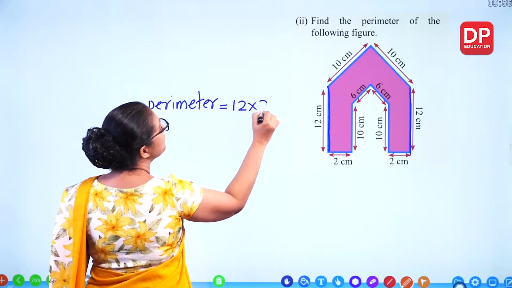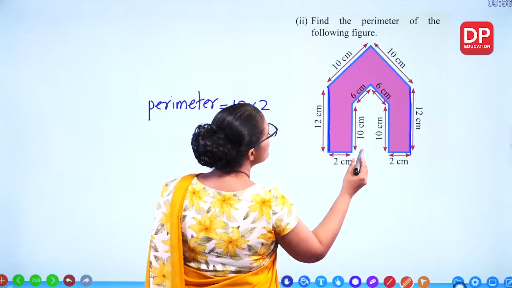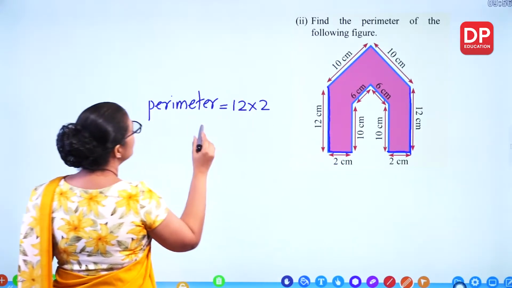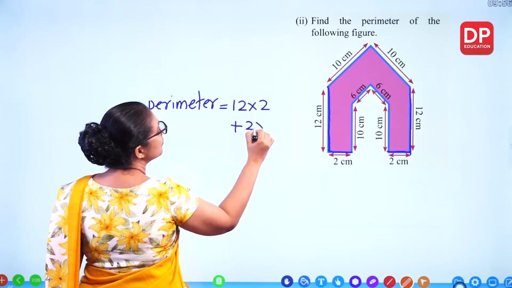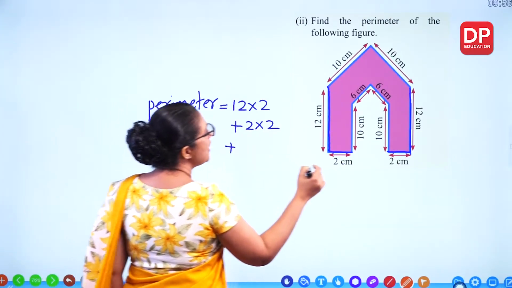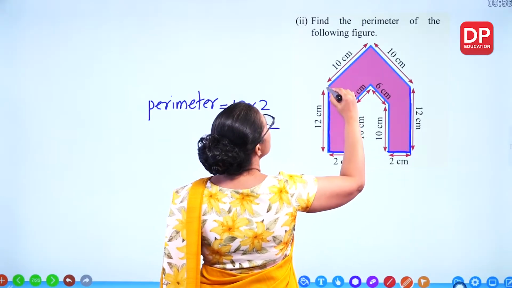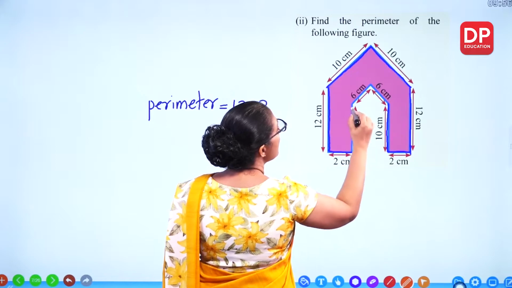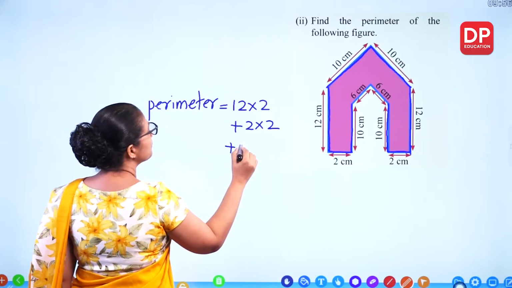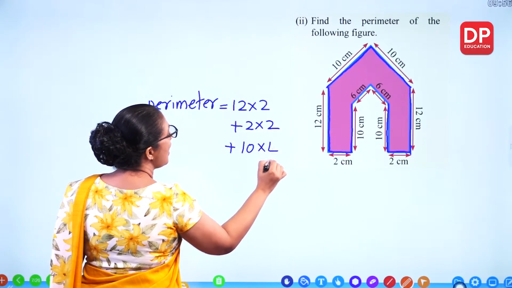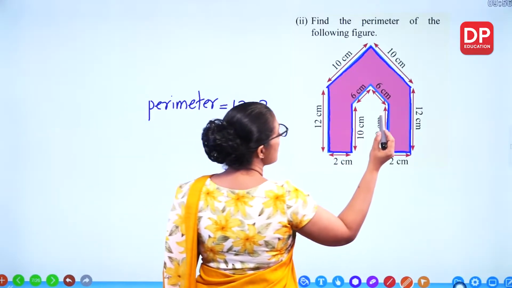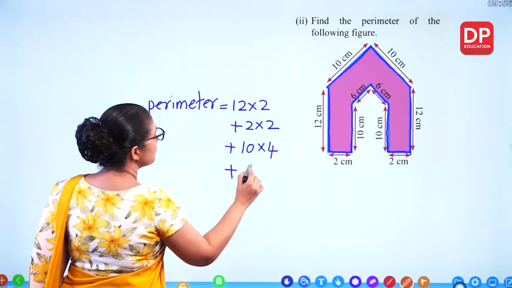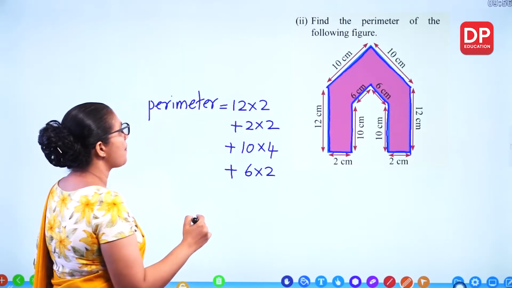12 times 2. How many 2s are there? 1, 2. How many 10s are there? 1, 2, 3, 4. And how many 6s are there? 1, 2. Now add all together.